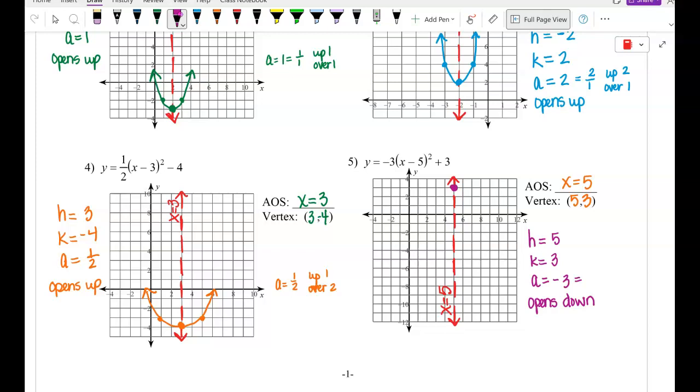A being -3 is the same as -3 over 1, so that is down 3 over 1. So from my vertex, count down 3 over 1 each direction. Give me the general shape of my parabola.